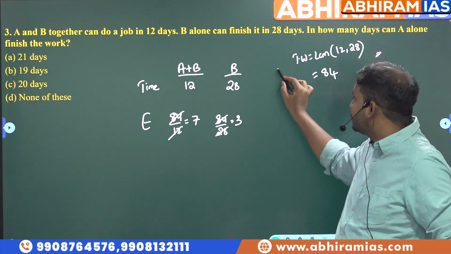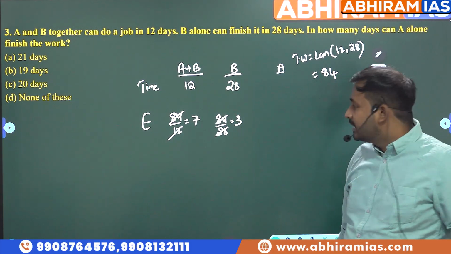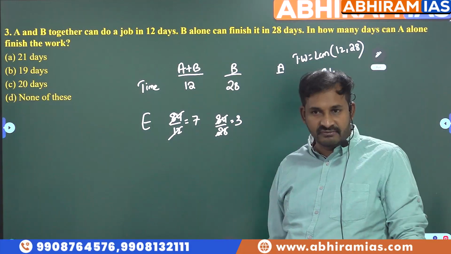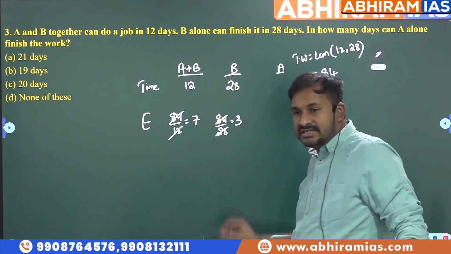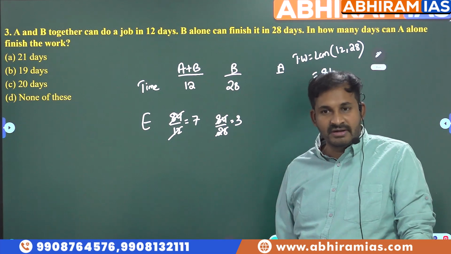Now, students, please observe here. In how many days can A finish the job? That is our question. A and B combined efficiency is 7 and B's efficiency is 3. Now, tell me, what will be the efficiency of A? 4. 7 minus 3, 4.